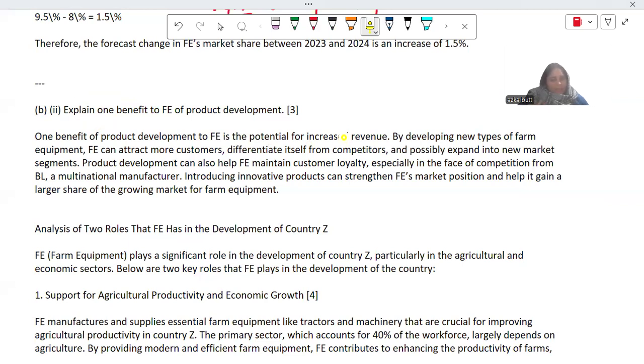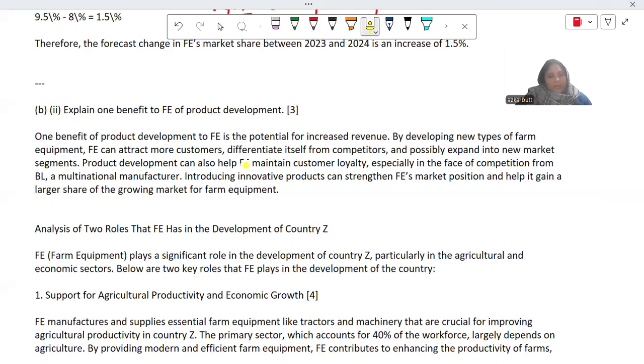Here you can see that I just wrote the benefit and now I'm going to explain it in the business context. By developing new types of farm equipment, as you can see I'm using the information from the case, FE can attract more customers. Now I am writing its benefit: how will this be beneficial for FE in the short term and in the long term as well. FE can attract more customers, differentiate itself from the competitors, and possibly expand into new market segments. As you can see, this is how you should make the chain of analysis: first of all, write the immediate effect and gradually write the long-term effects.